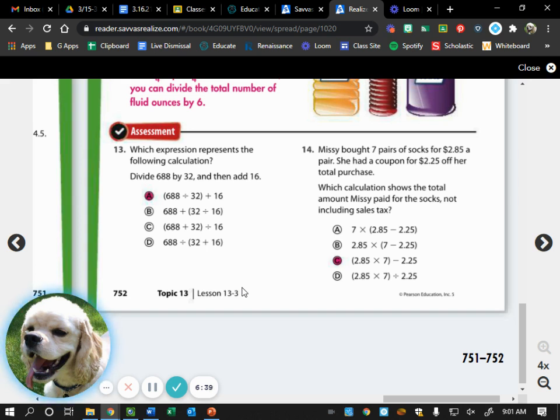Nice job with correcting your homework. Let's go ahead and take out our math notebooks. Open up to the next clean page. Once it's open, please take a stretch break.